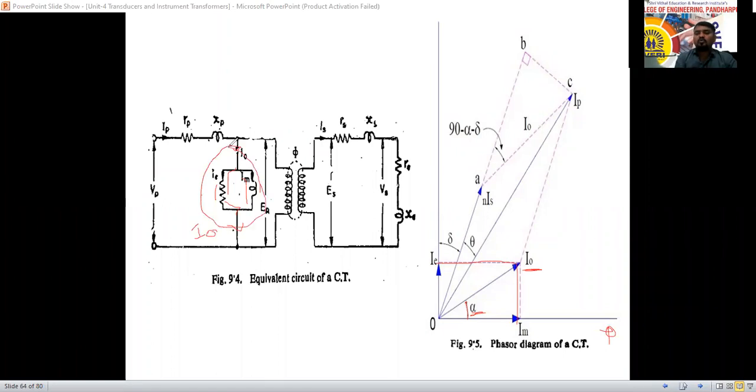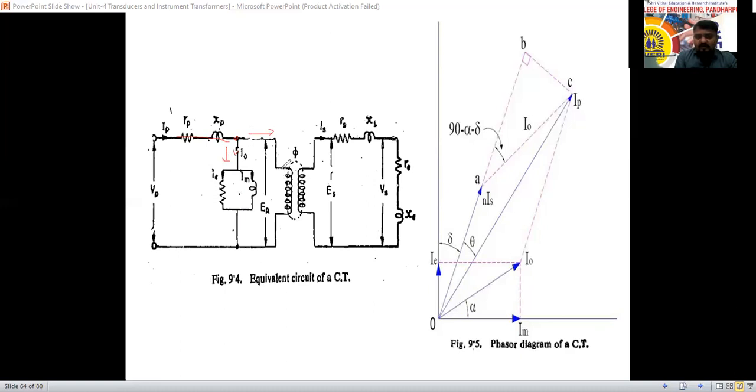Next, we have to identify the primary current here. The primary current is related to the I naught. Which current is flowing here? Just a minute, I will clear all the things. Here IP is there. Up to this point, IP will come here now. So IP is the summation of I naught here now. It will flow some current here, and some current will flow here.